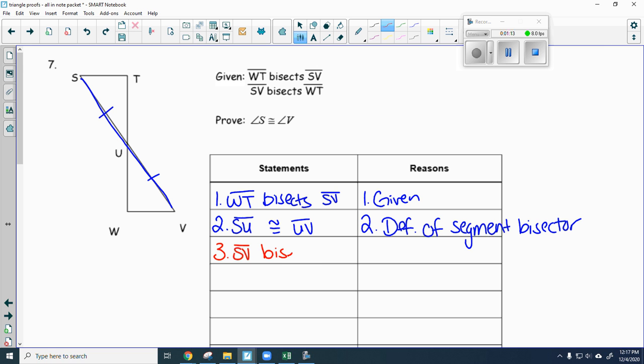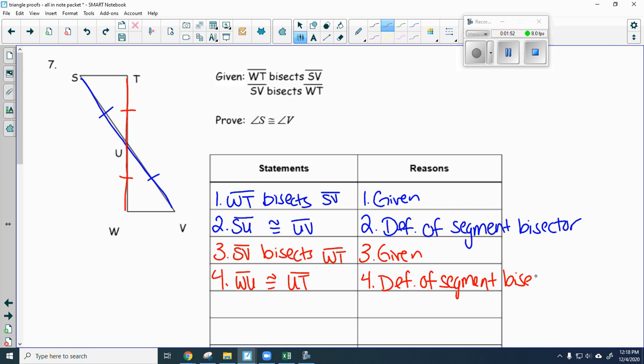SV bisects WT. So you'll notice this is literally just flip-flopped from what number 1 said. This time SV is the one doing the bisecting, but the one that's getting bisected is, let me write that correctly there, WT. Okay, so the red one is getting cut in half now. So we're going to say WU is congruent to UT. Of course, for both steps 2 and 4, you could have slightly different names for those segments. You can switch the order of the letters around. You can switch which segment comes first. All of that is fine.